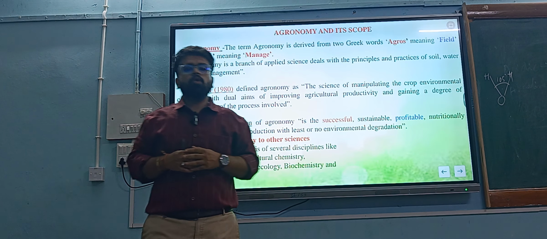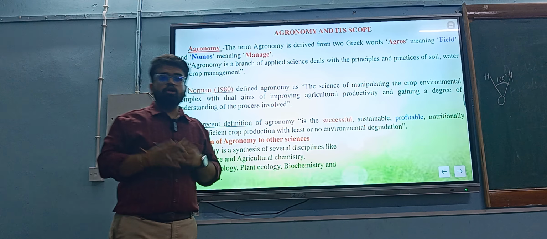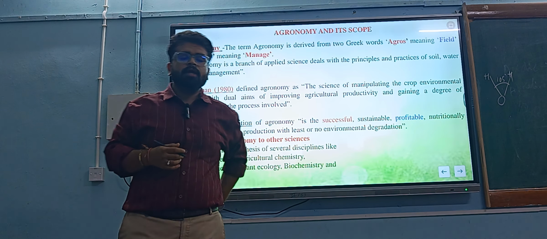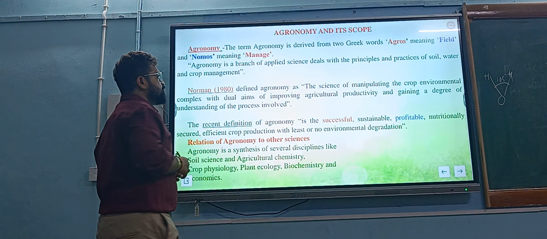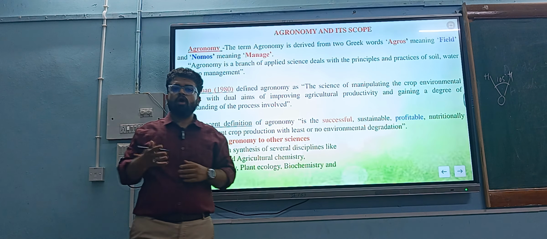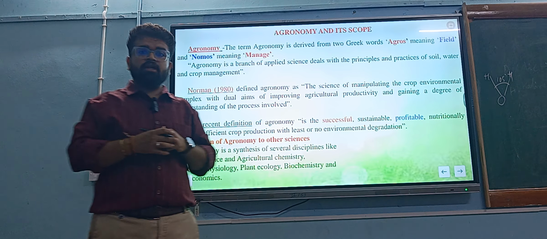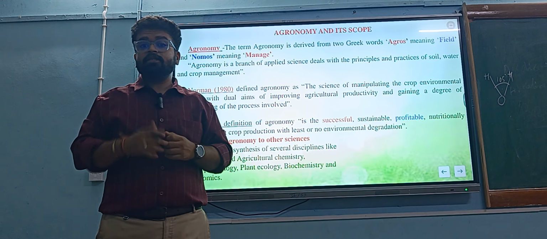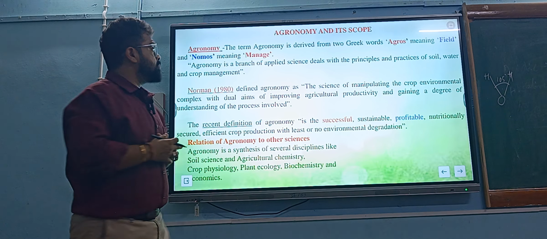on the course of Fundamentals of Agronomy. Here we'll study agronomy and its scope. What is agronomy? See, agronomy is the branch of agriculture science which deals with the principles and practices of soil, water, and crop management. This is a scientific definition we were using. Agronomy is derived from a Greek word. Agros means field, nomas means management.